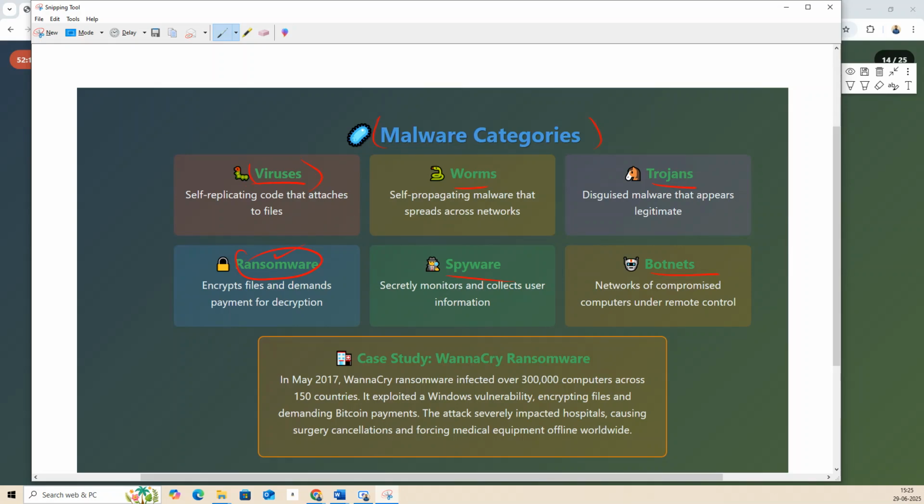Let me tell you about WannaCry in 2017, May 2017 to be exact. The ransomware was called WannaCry. In just 4 days, WannaCry infected 300,000 computers across 150 countries.